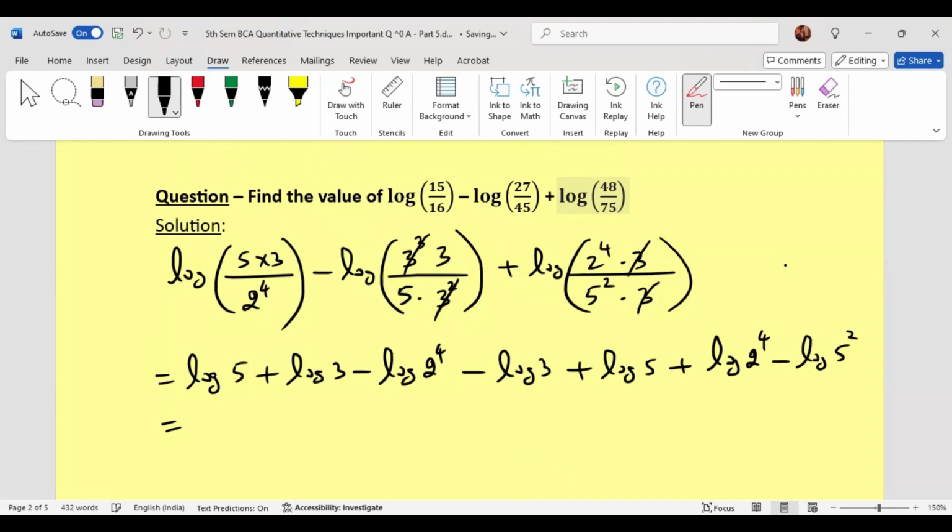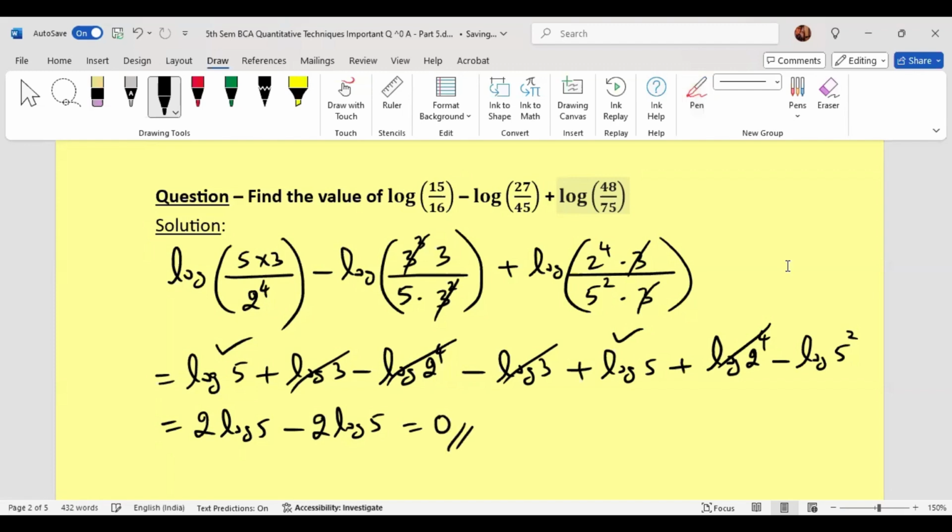So this can be simplified. This one can be cancelled directly. Now, log 5 plus log 5, this one and this one, we get 2 log 5. Log 3 minus log 3 can be cancelled. Minus logarithm of 5 square can be written as minus 2 logarithm of 5. So 2 log 5 minus 2 log 5 is nothing but 0. So 0 will be the answer for this.